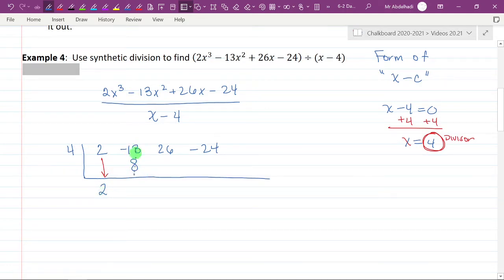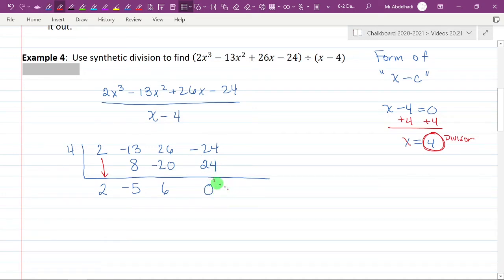Then you add these two numbers. Negative 13 plus 8, or 8 minus 13, is negative 5. And then you start over. You take this number over here, you multiply it by this. You get negative 20. You put the negative 20 right here. Now you add these two numbers. 26 minus 20 is 6. Now you take this number and multiply this. You get 24. You put it right here. 24. And then you add these two numbers and you get a 0.